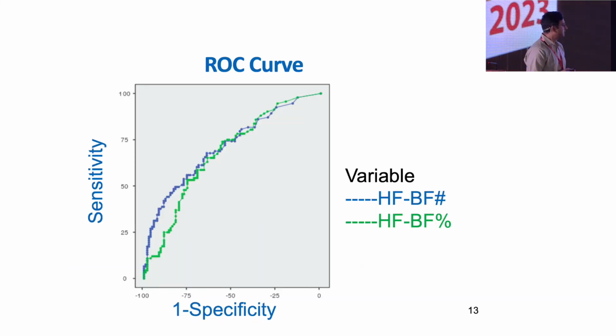This is the ROC curve, which plots sensitivity against 1 minus specificity. The blue plot is for the absolute count and the green is for the percentage. So as we can see, the area under the curve for absolute high fluorescence cell count is higher than for the percentage.